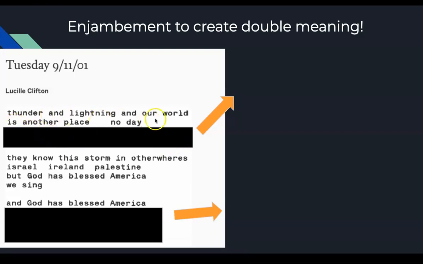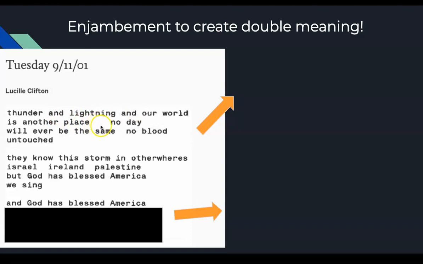Thunder and lightning and our world is another place. No day. Okay, so right away, she's telling us that 9/11 felt like this awful storm in the dark. There was thunder, there was lightning, there was no day, right? So that's the first way of reading this. But then the line continues. No day will ever be the same. No blood untouched. So now we're thinking about how 9/11 changed the country, right?